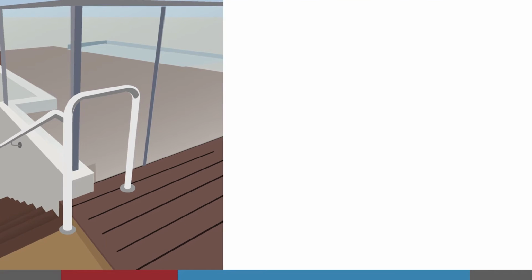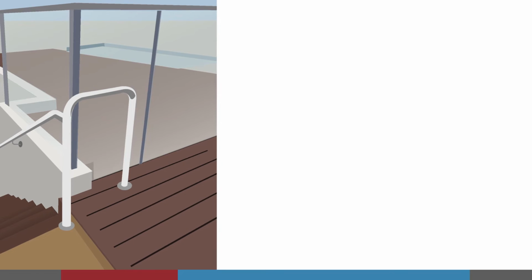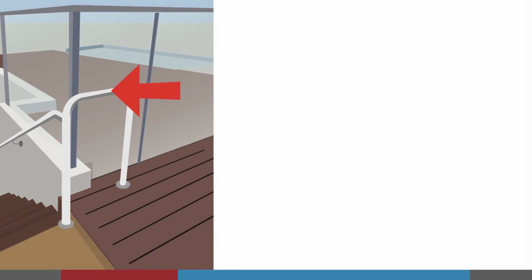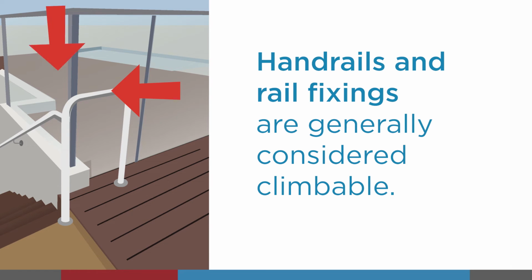Handrails are another overlooked item. In most cases, stair and walkway handrails that are nearby or a part of the barrier are within the non-climbable zone. The handrail would generally be considered climbable unless it is at a steep angle. You should also consider the way the rail is fixed to the wall or stairs. For example, brackets may also be climbable.